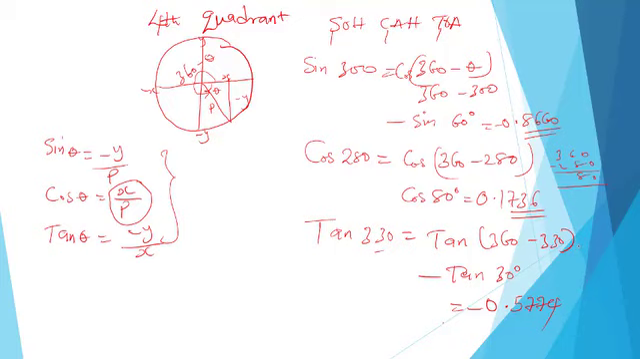So tan 330 will now be equal to minus 0.5774. In order for you to refresh your memory on what we've just discussed, take the test on the screen. Do well to use the lesson note on the platform for better information on the topic we've discussed.